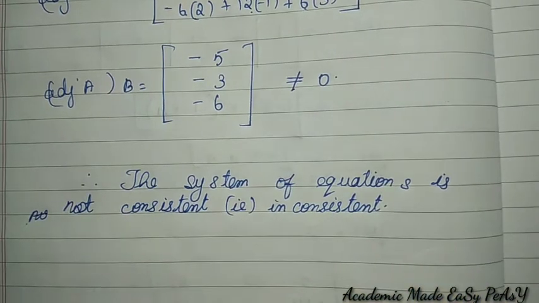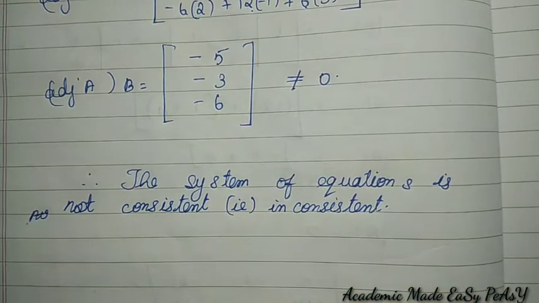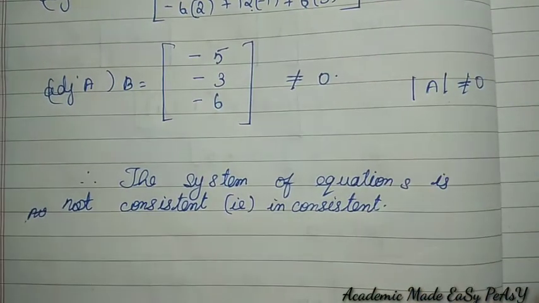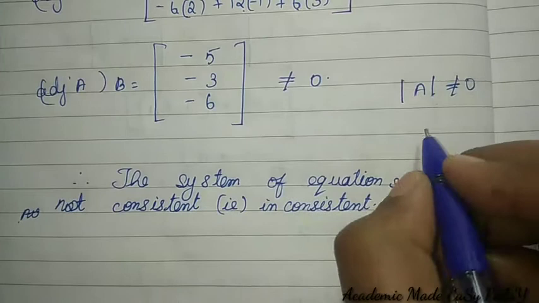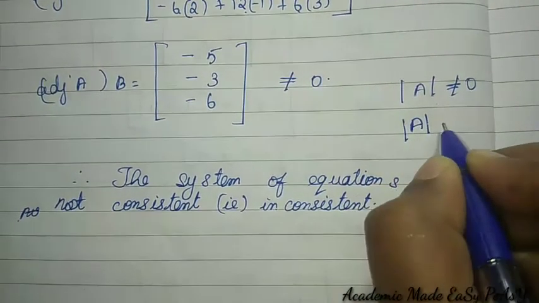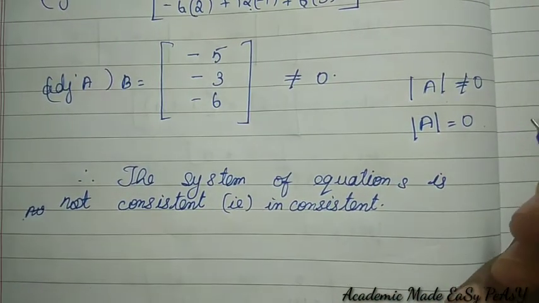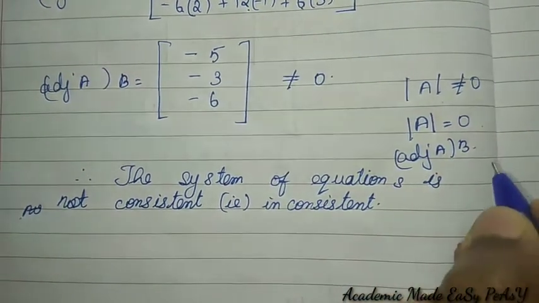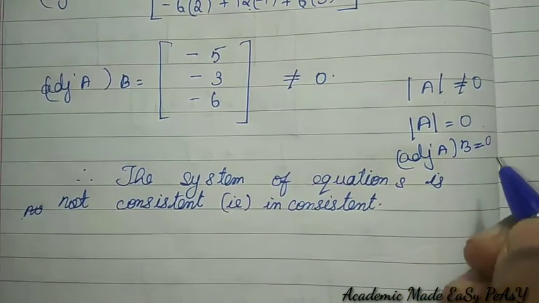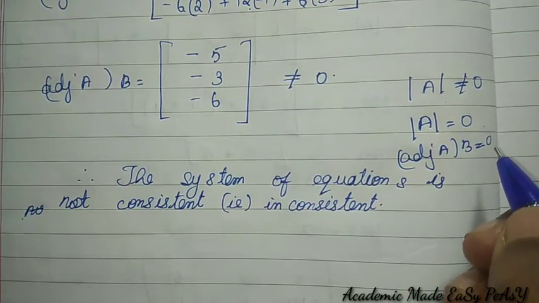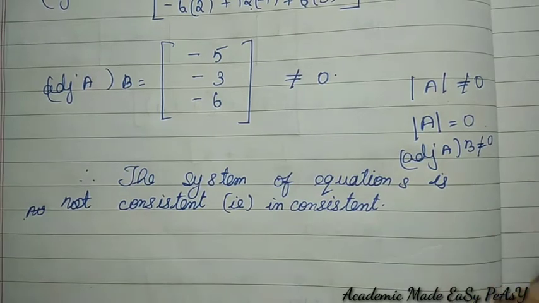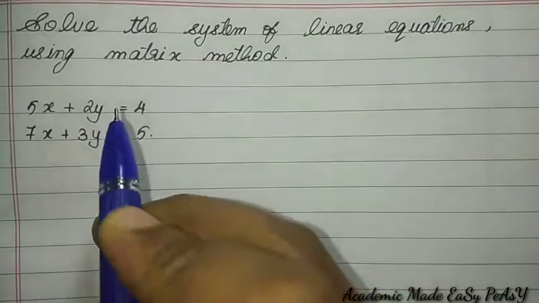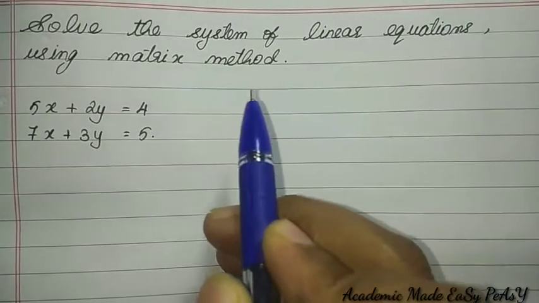It is nothing but we will be finding the determinant of A first. If determinant of A is not equal to 0, then directly we will say that it is consistent. If suppose determinant of A is equal to 0, then we will be finding adjoint of A into the B matrix. If this is equal to 0, then it is consistent. If it is not equal to 0, then we say that it is inconsistent. That's it.